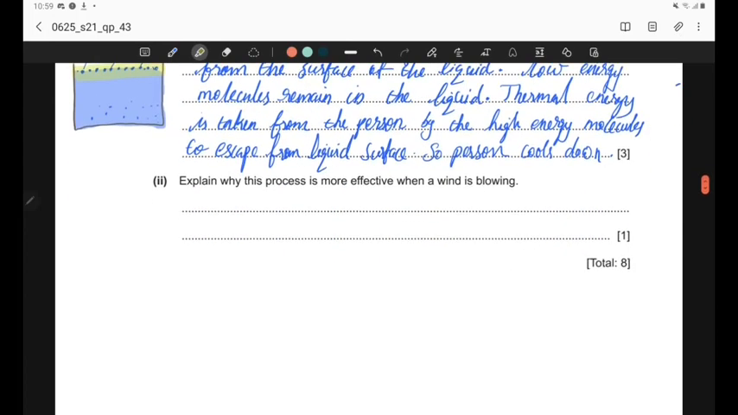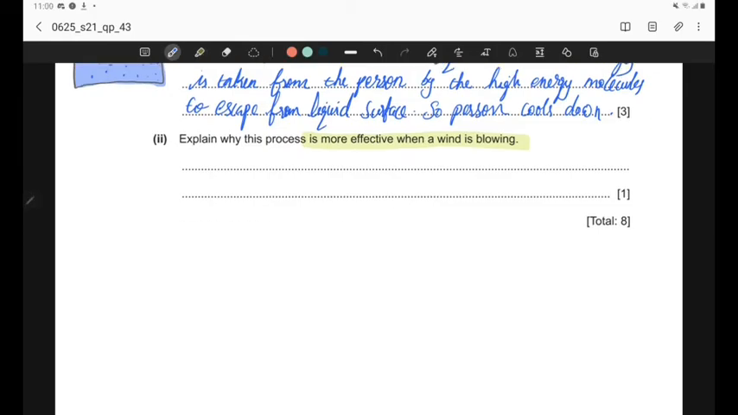Part 2. Explain why this process is more effective when a wind is blowing. So we just need to explain if there is a wind, how the evaporation process will be more effective. If there is a wind, the evaporation rate will increase. So we can write: faster evaporation of sweat as wind blows fast moving molecules away.